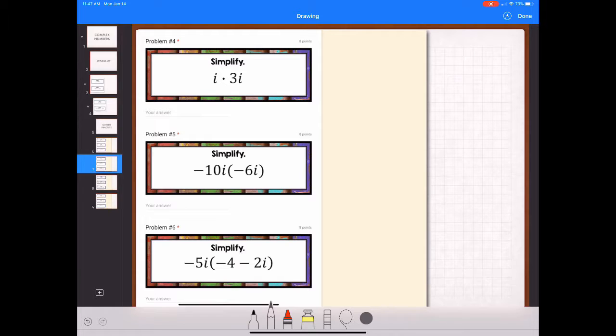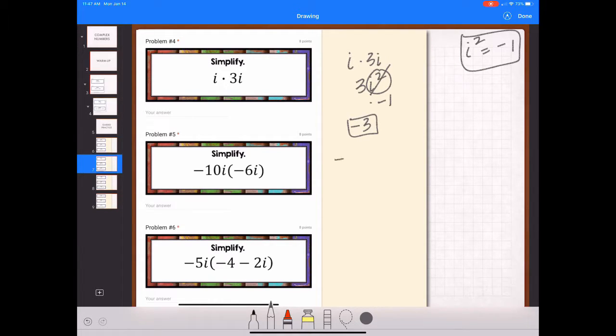Okay, so number 4. i times 3i. That's 3, and i times i is i squared. Remember how we said that i squared is equal to negative 1. So you can replace this i squared with negative 1. Multiply the 2. 3 times negative 1 is negative 3.